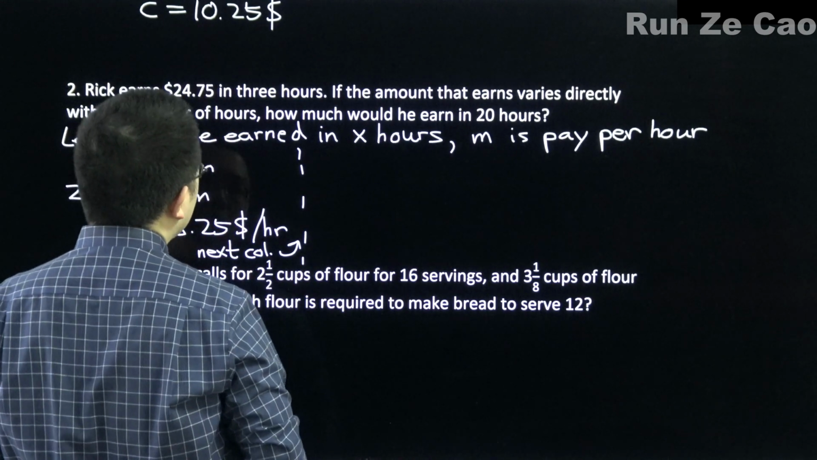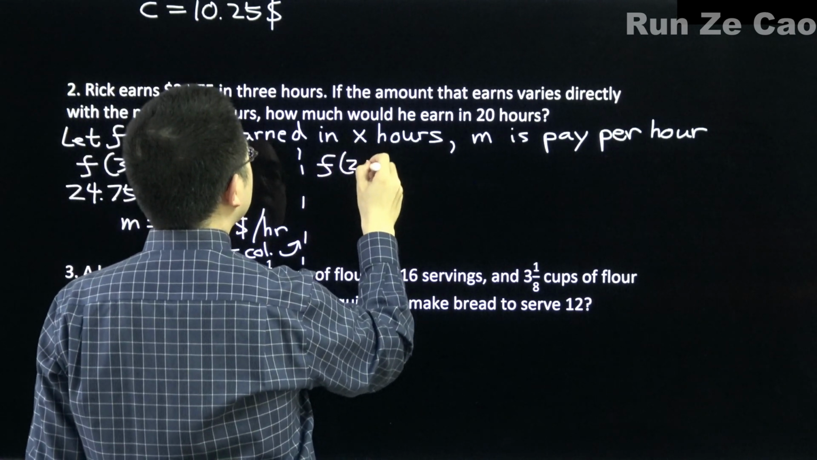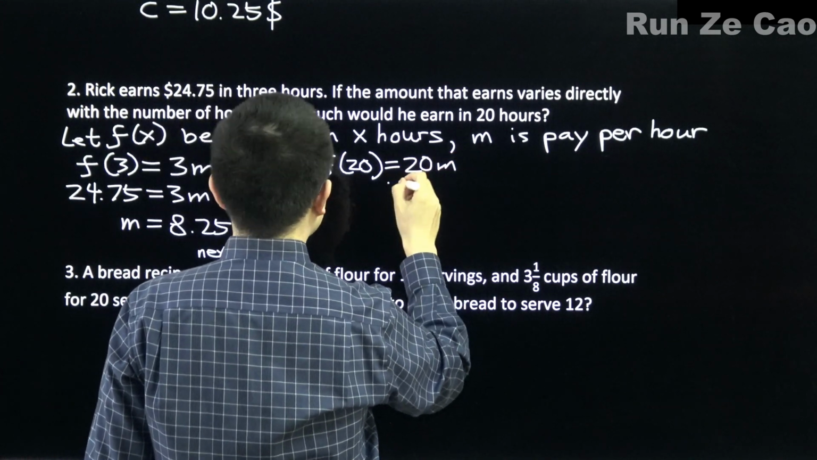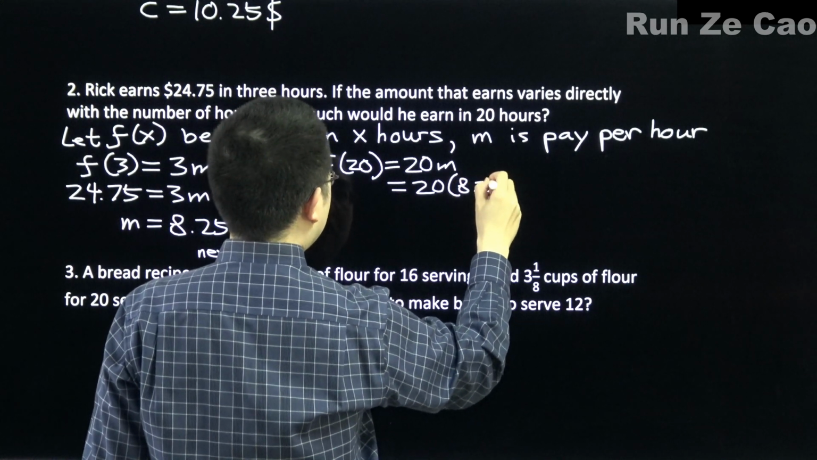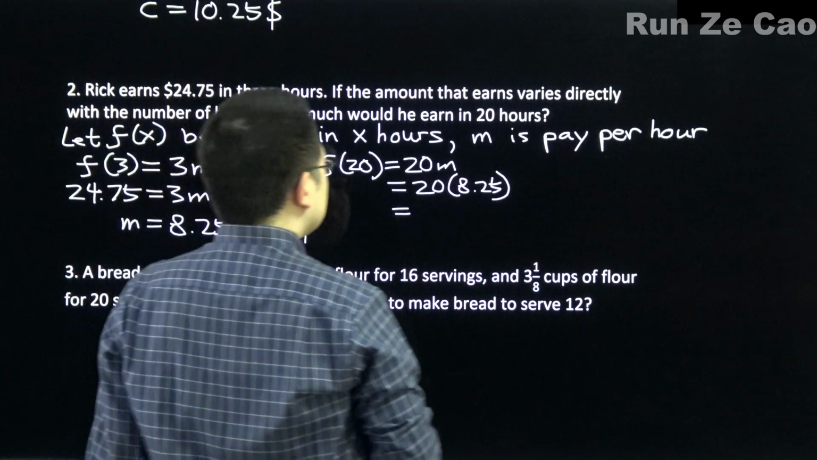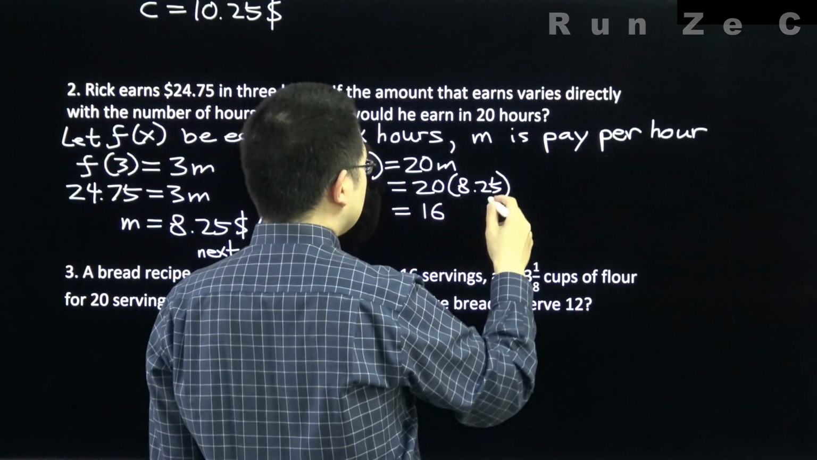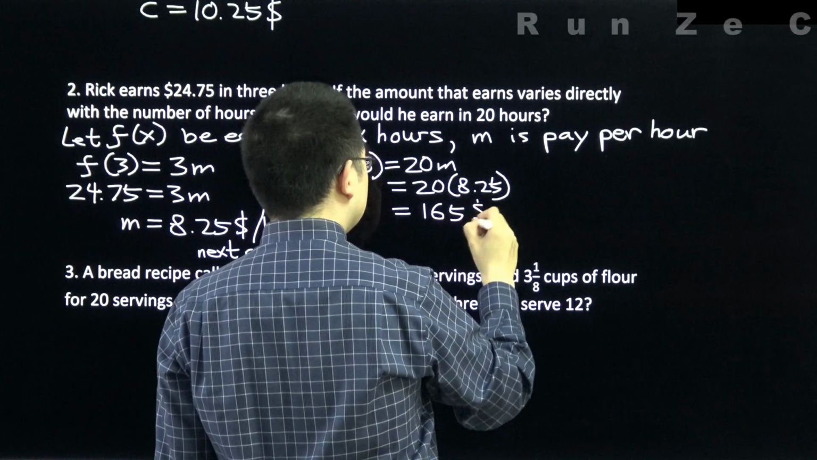How much would he earn in 20 hours? f of 20 is equal to 20m. It's equal to 20 times 8.25. 20 times 8 is going to be 160, and then 20 times the 0.25 is going to be 5. So $165.